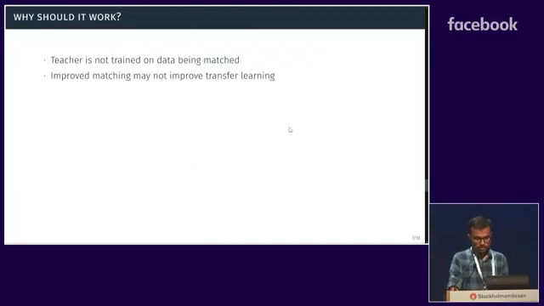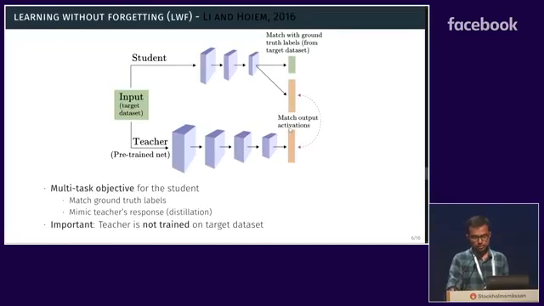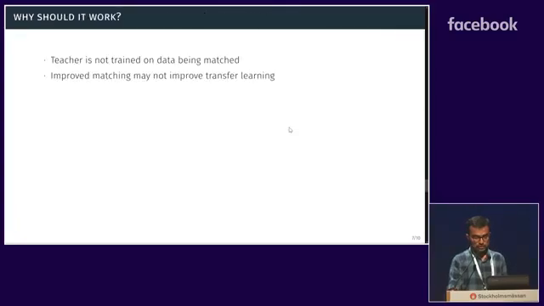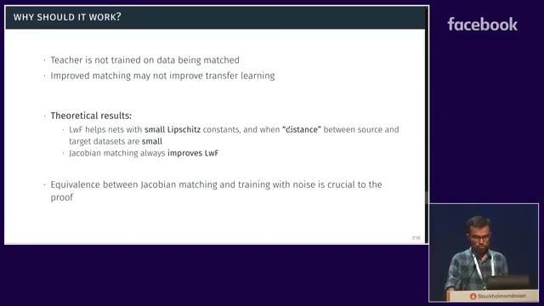So this is fundamentally puzzling. We don't know why this kind of method should work, even though it has good empirical success. The teacher can provide noisy outputs here, and it may not really help transfer learning. So when does this method really work?